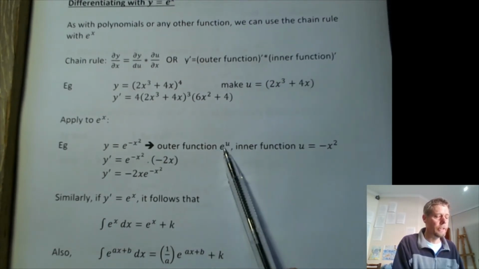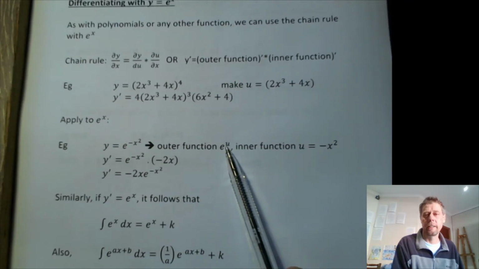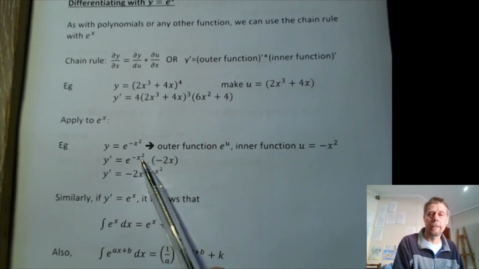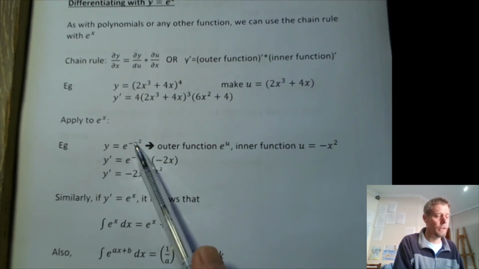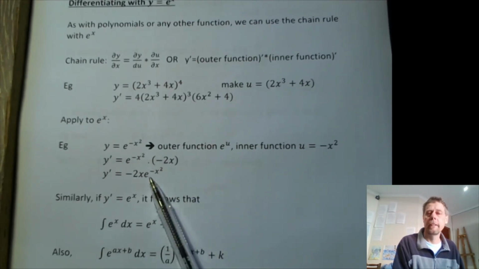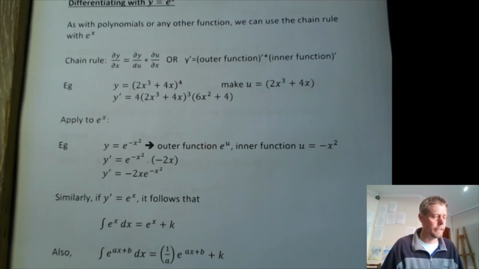So if I differentiate e to the u, what do you get? E to the u. That's it. So easy. So e to the minus x squared remains as e to the minus x squared. Now I differentiate my u part, which is minus 2x, and I multiply the two. And that's how easy it is. So differentiating e to the x is very simple.